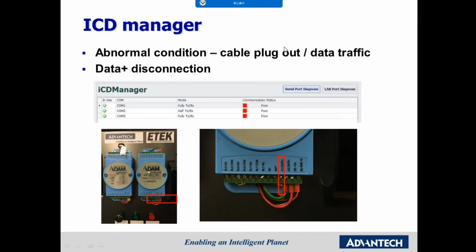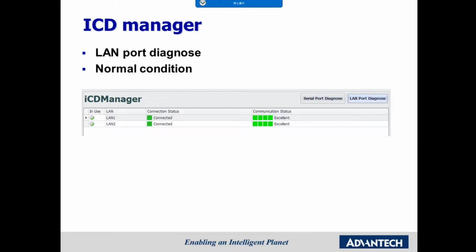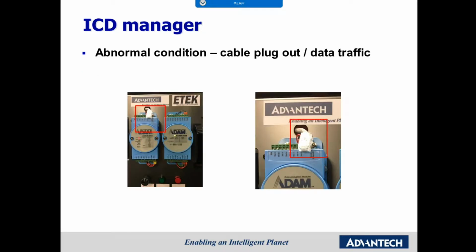ICD Manager can monitor abnormal conditions such as cable plug out or data traffic missing. For example, if the wire of data plus is broken for an unknown reason, ICD Manager shows poor. You do not need to configure the standard for the score of NAT. In the normal condition, the communication status is excellent. If the LAN port cable is plugged out, it will show poor.